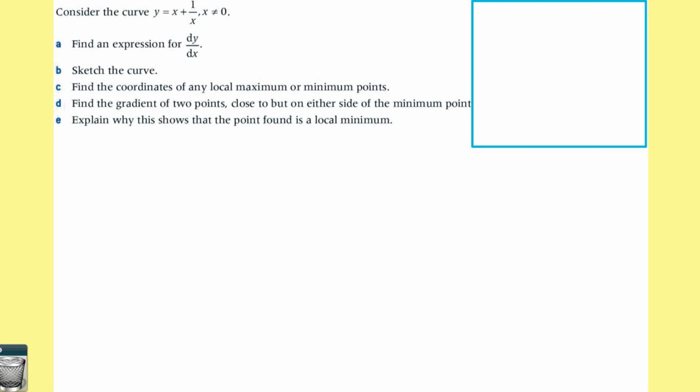Here we've got another function. We want to find the derivative, so I'm going to rewrite my equation as x plus x to the negative 1, just because that might be easier for some. Our derivative is going to be 1 minus x to the negative 2. Then we take a sketch of the curve.